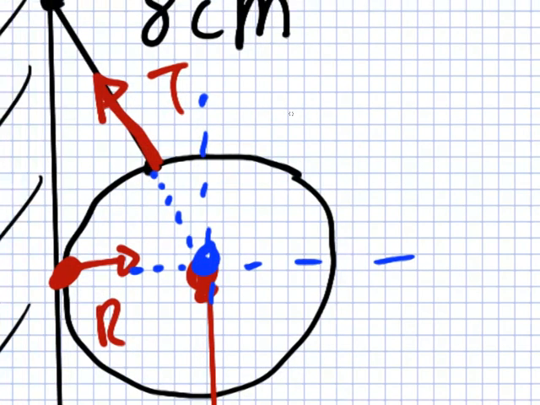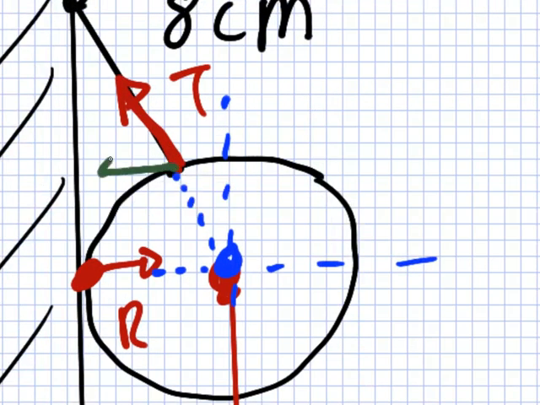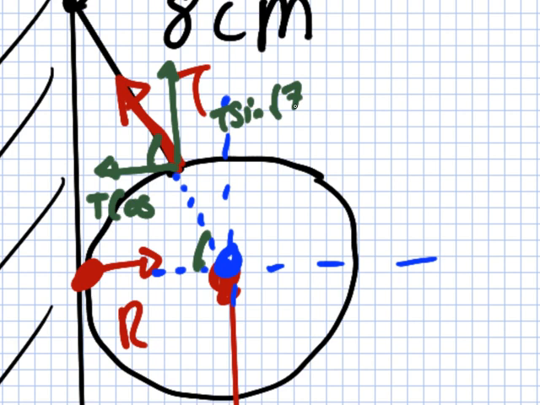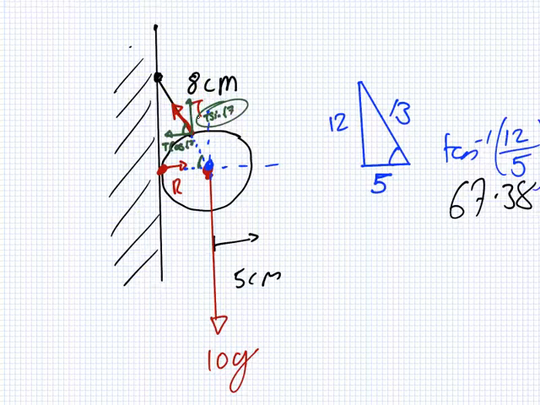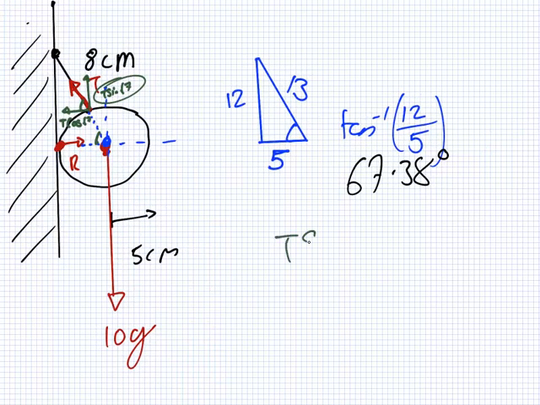So if I draw it this way and this way, this is T cos and this is T sine. This angle here is 67, so this angle here is 67. So this is the T cos and this is the T sine of 67. It's this one I care about, because what I can say now is T sine 67.38, what must that equal? 10G.